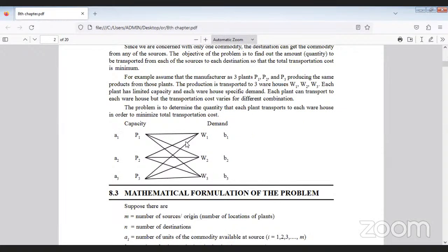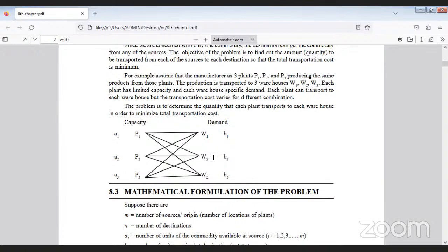This is P1 to W1, P2 to W2, P3 to W2. P3 to W1 also, then we can link it. P2 to W3 also we can link it. P2 to W1 also we can link it. P1 to W3 also link it. Capacity and the demand we are taking here as B1, B2, B3.